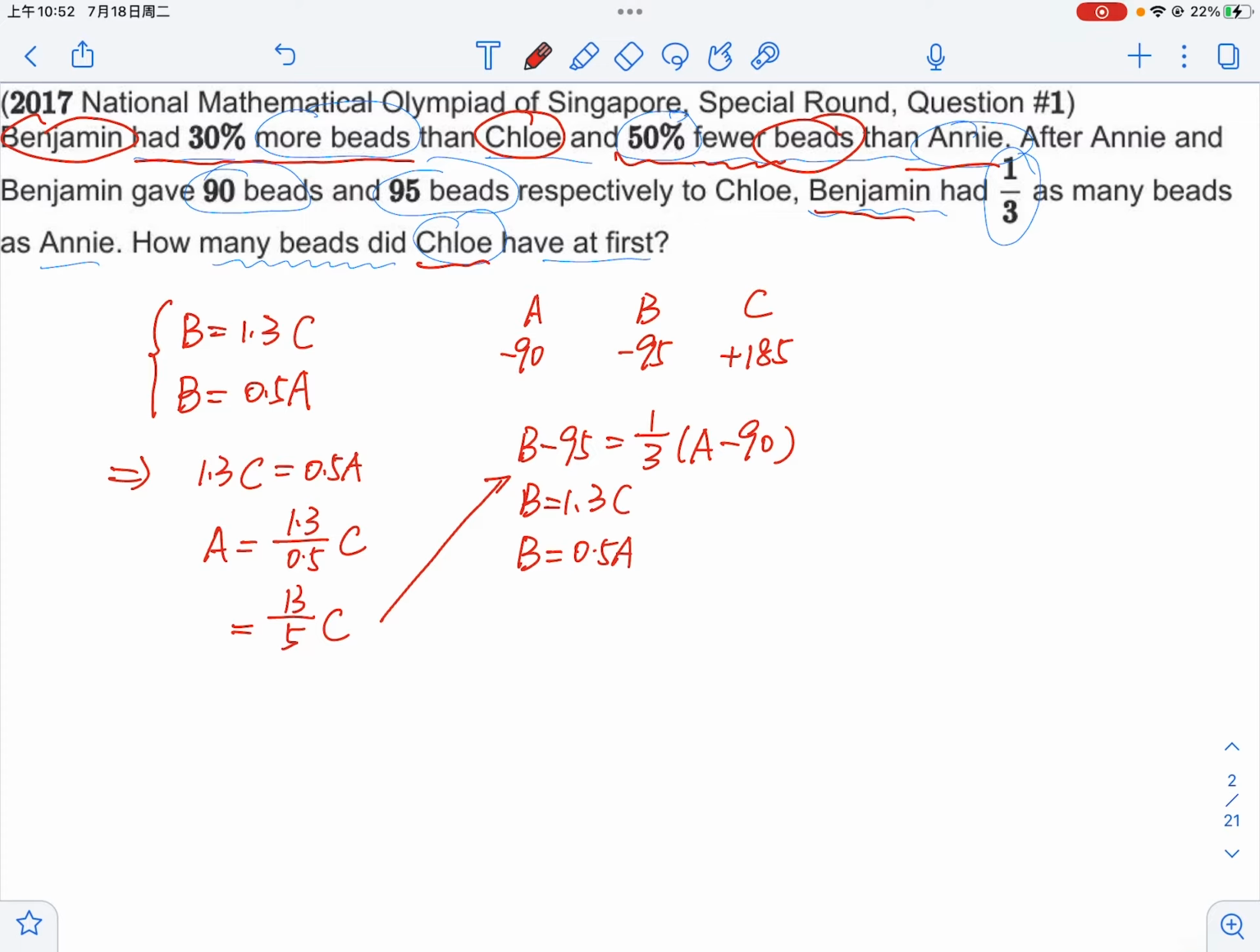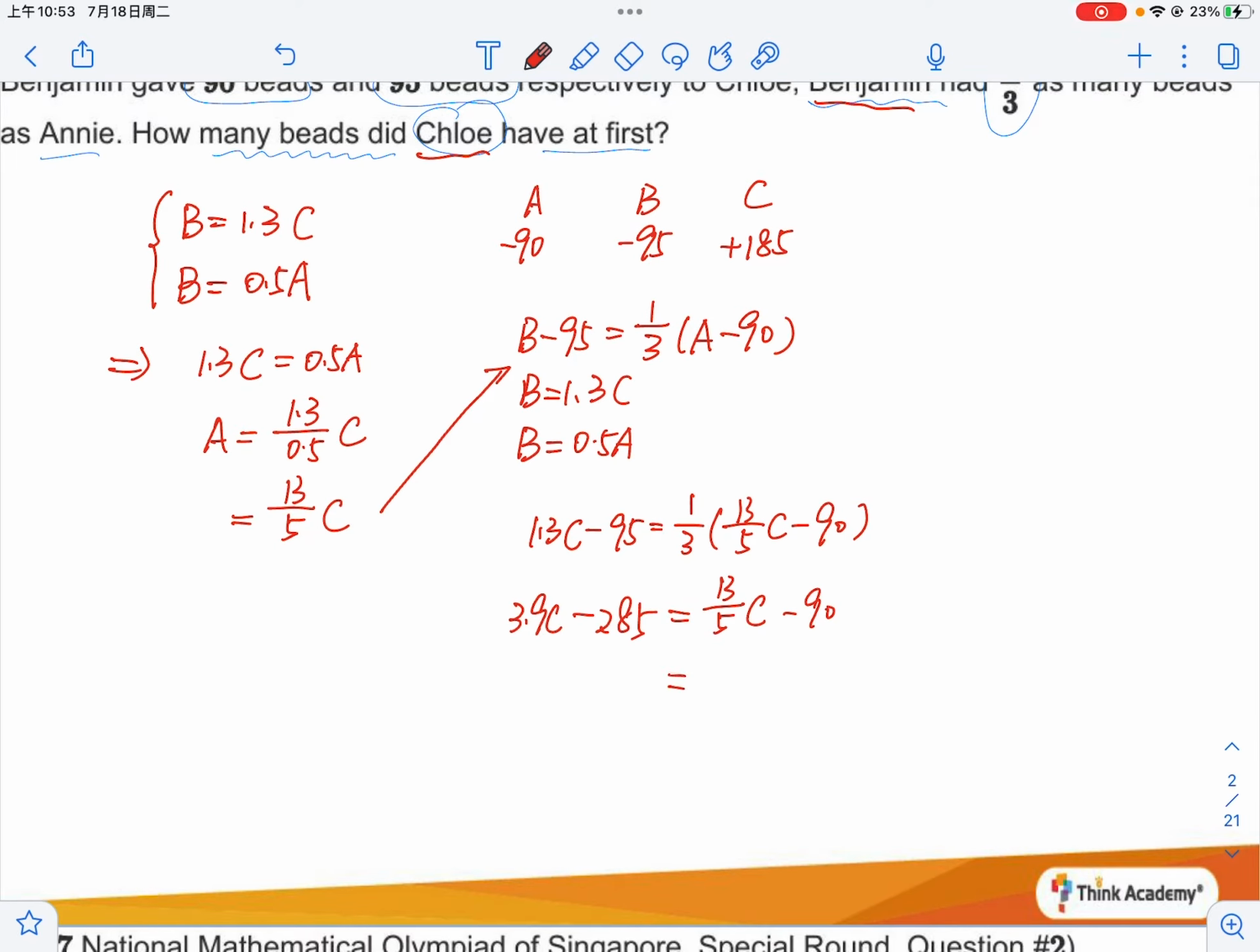So 1.3C minus 95 should equal 1/3 of 13 divided by 5 C minus 90. Then we times 3 on both sides. It becomes 3.9C minus 285 equals 13 divided by 5 C minus 90. You should know 13 divided by 5 is 2 and 3 over 5, which is 2.6.